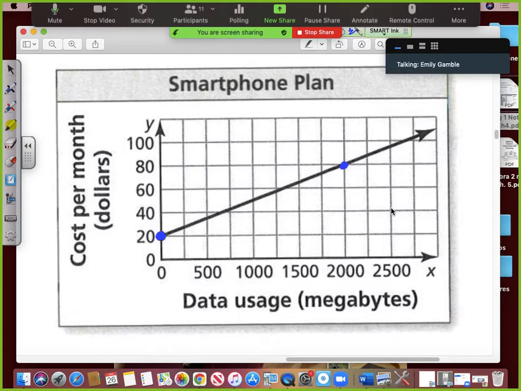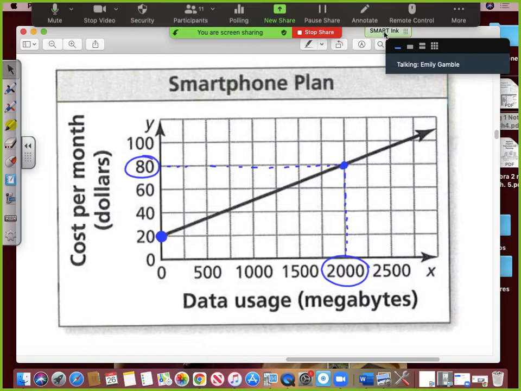So this point is perfectly at 2,000 on the x-axis and 80 on the y-axis. So the 2 points that I would use when finding the slope would be this point here, which is 0, 20, and this point here, which is 2,000, 80. Does that make sense? So what I want you guys to do is go ahead and try this problem. 3 things. You're going to be finding slope, y-intercept, and then creating the equation of the line.